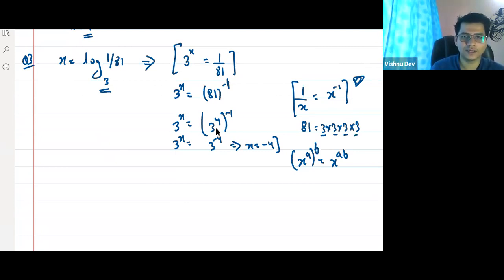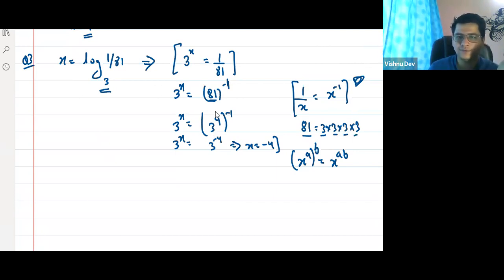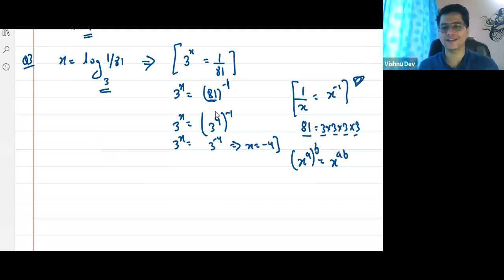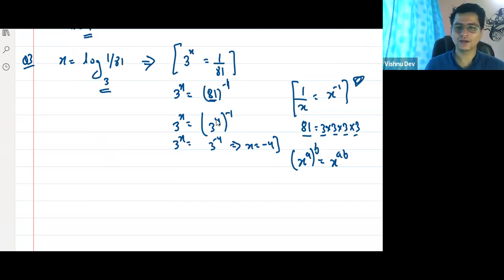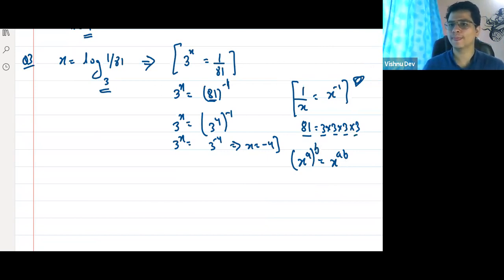Anvita, okay. In step 3, 81 can be written as 3 into 3 into 3 into 3. 3, 3, 3 into 3, 9 into 3, 27 into 3, 81. So 81 can be written as 3 to the power 4. That also we have studied in exponents of grade 7, right? And then again, we use the property of exponents. The property that we used was x to the power a whole power b can be written as x to the power a into b. Yes or no? Yes, very good, very good, everyone.